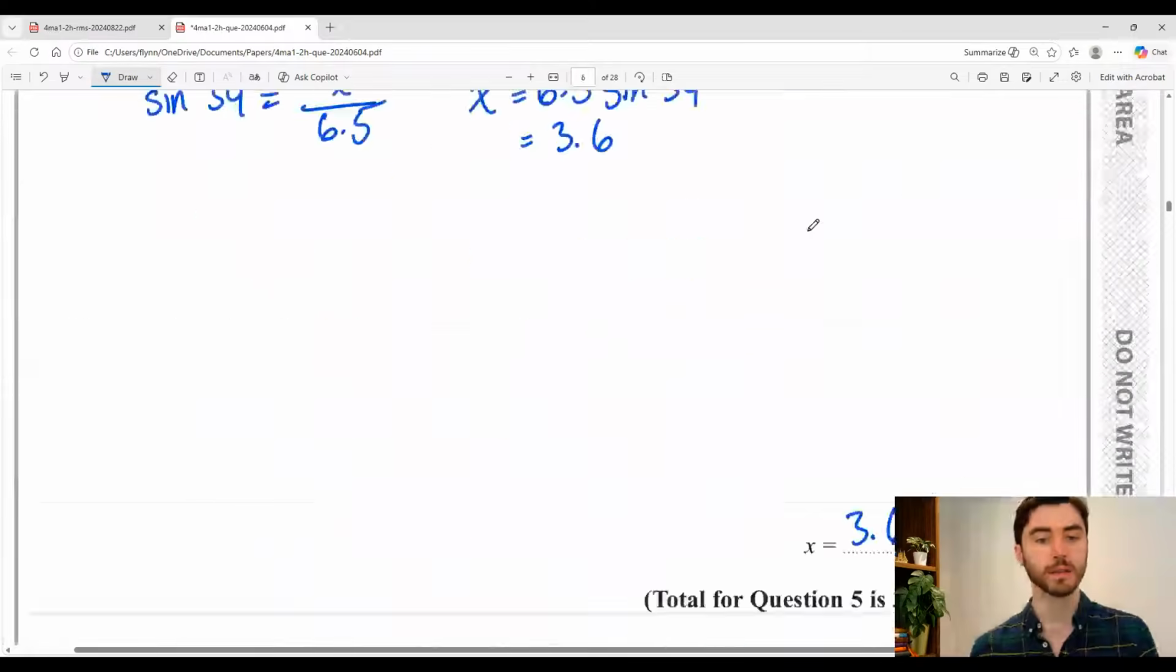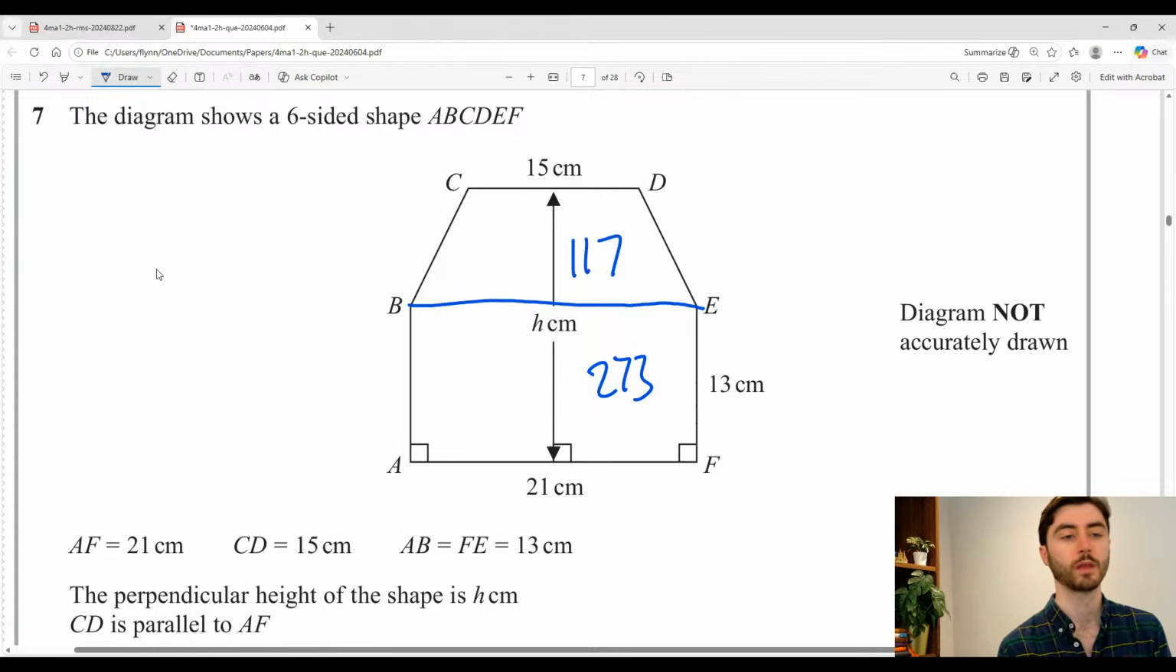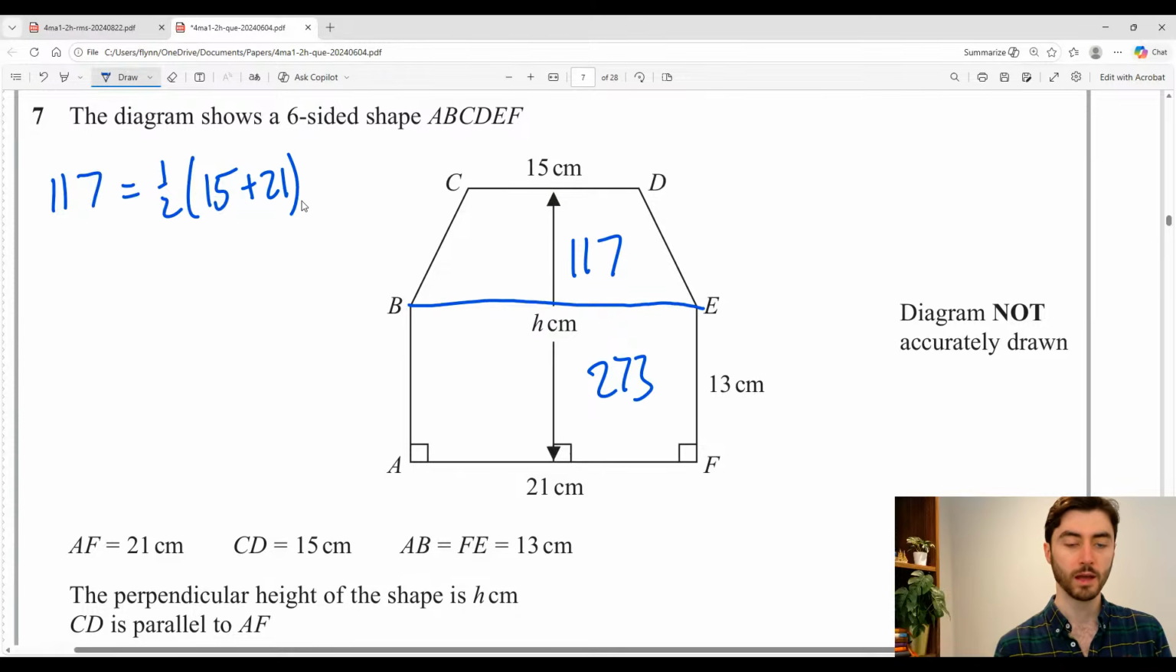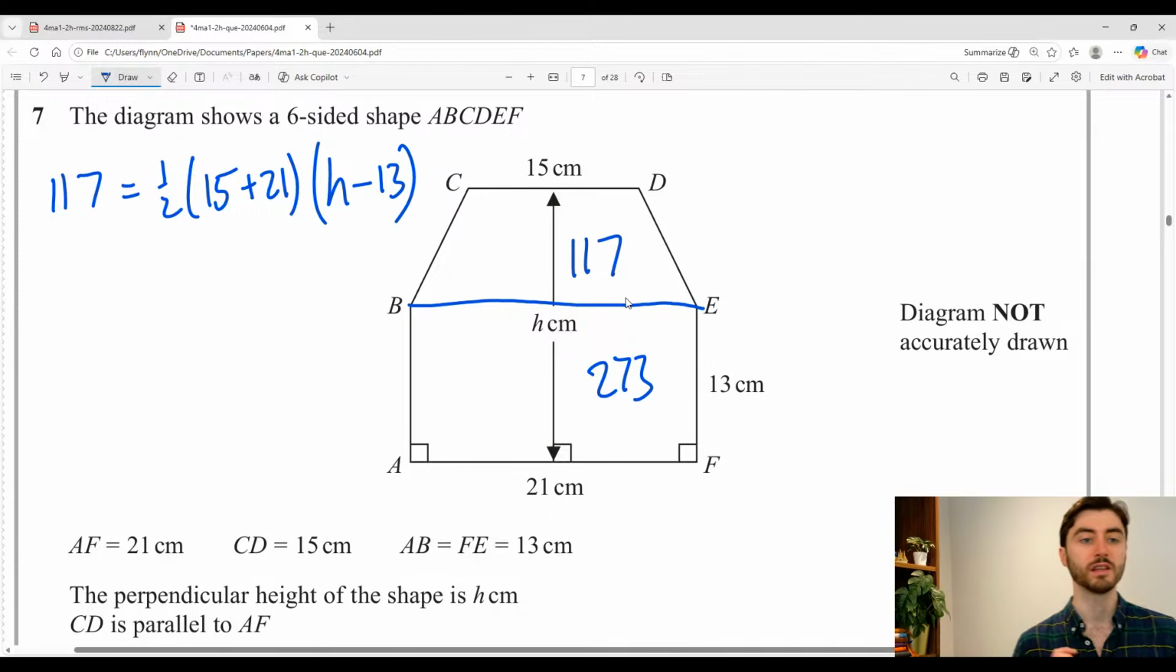And so if we come back down to the question and apply that here, we've got 117 is equal to the average of the parallel sides. So it's a half of 15 on the top is parallel to 21 on the bottom. So the average of the parallel sides times, now this height of the trapezium is going to be the h we want minus 13. And this is going to be the equation we use to work out h.